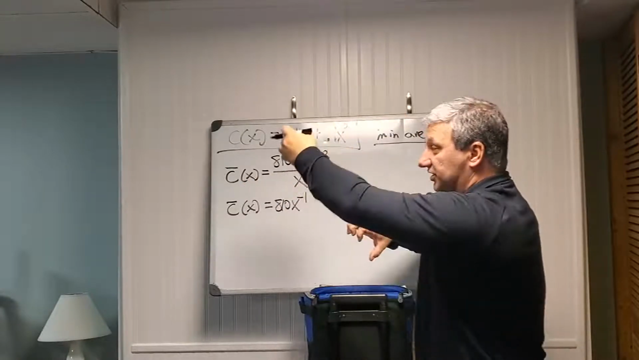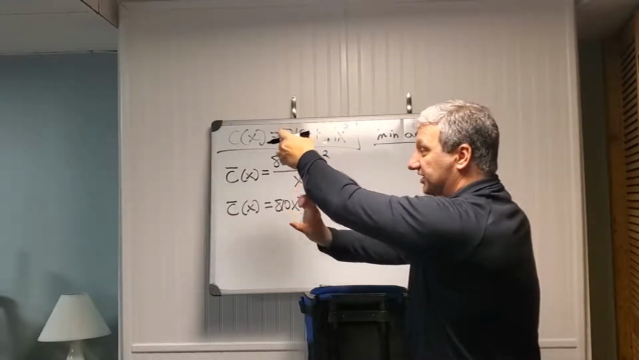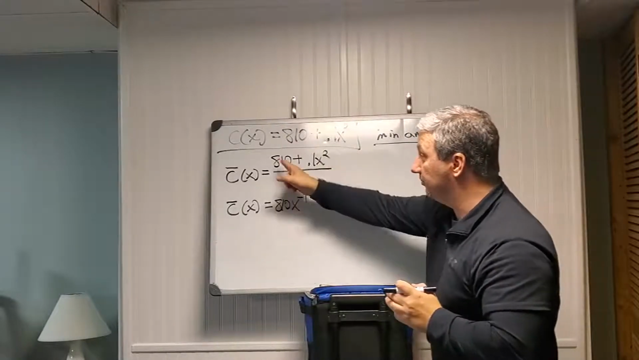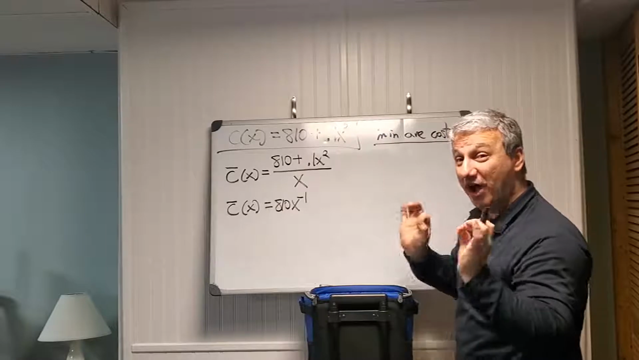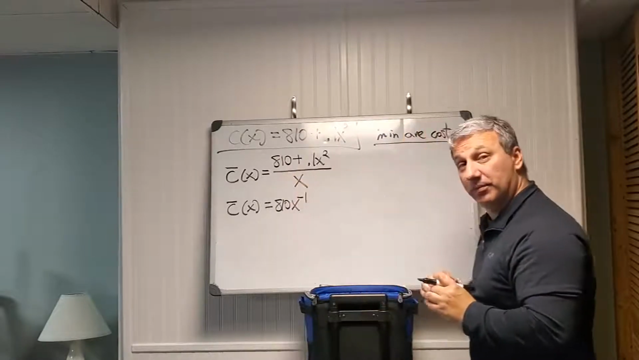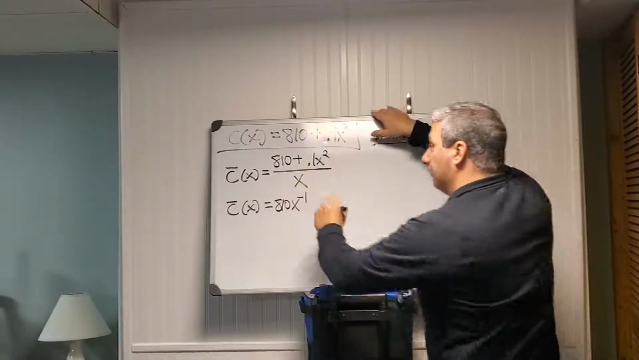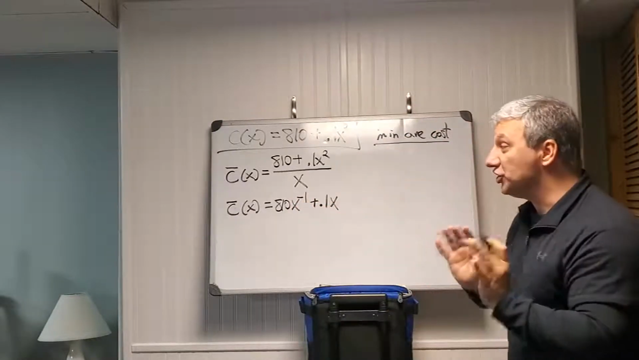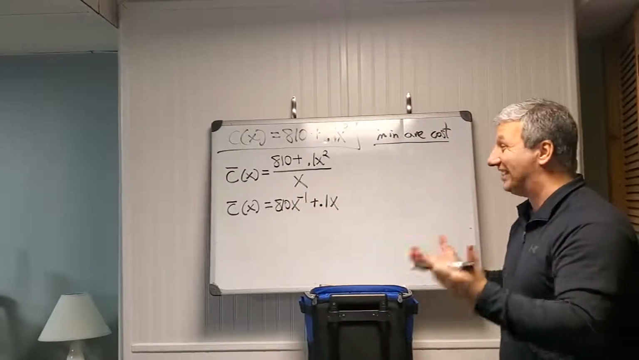Again, with the plus, split it. 810 over x is 810 x to the minus 1. That x gets distributed to both of them. Good algebra, that x goes into both of them. When that x goes into there, that's a 0.1x. So there's my function when I simplify it according to algebra.